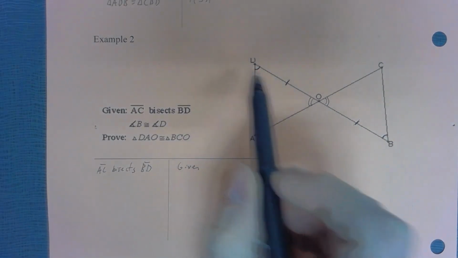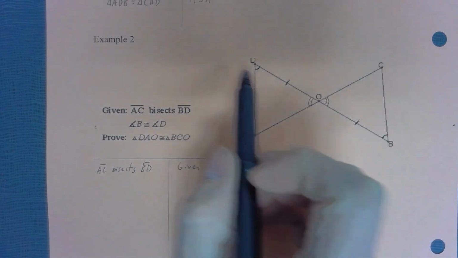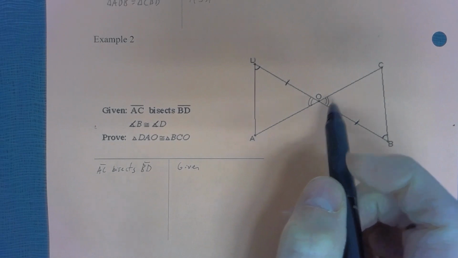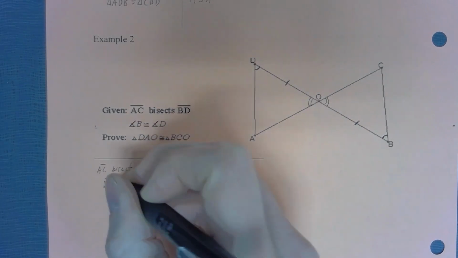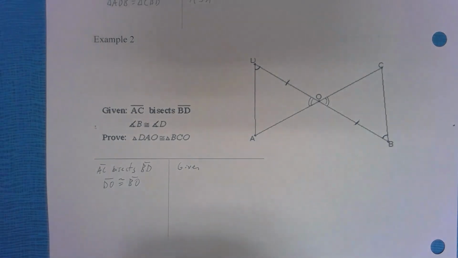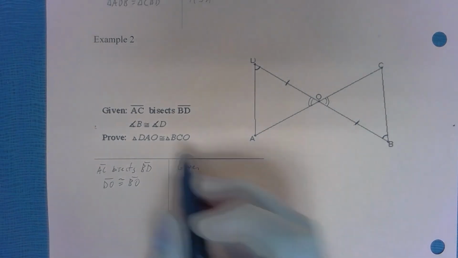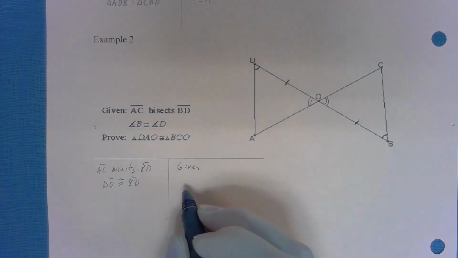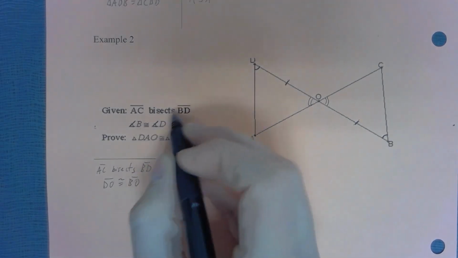So AC bisects DB meant that DO is congruent to BO. So that's what we're going to write next. That DO is congruent to BO, making sure that the corresponding parts go in the same order. Like O goes with O, D goes with B. And that wasn't given. That was because that's what bisect means.